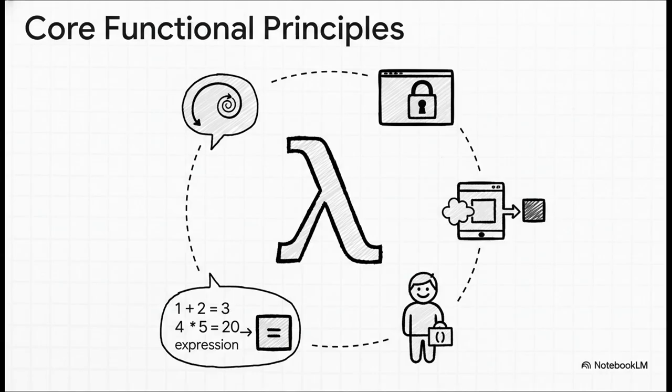Immutable by default means that once you create a piece of data, it can't be changed. Think about that for a second. That just eliminates a massive class of bugs, especially when you're dealing with multiple threads. And powerful type inference means you get all the safety of a strongly typed language, but the compiler is smart enough to figure out the types for you, so your code stays clean and uncluttered.